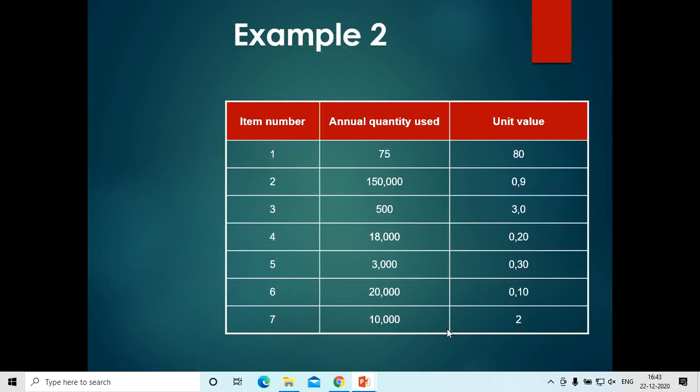Let's take now the second example. In the second example, there are different items from 1 to 7, and for these items the annual quantity usage is given to you as 75, 1,50,000, 500, 18,000, 3,000, 20,000 and 10,000, and the unit value in rupees is given to you as 80, 0.9, then 3. This is the rupees, and this is the annual quantity.